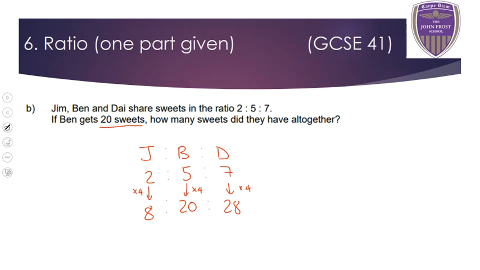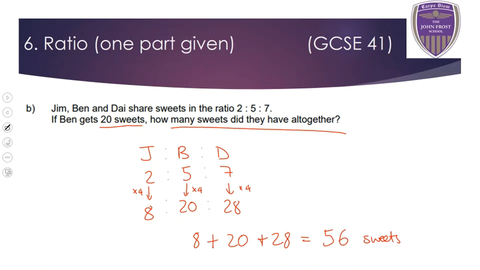And lots of people would probably stop there and read the question carefully because we've done all the hard work. Don't lose a mark now for not reading it properly. It says how many sweets do they have altogether. So we can see how many they've had each. So altogether, it's just adding those values together. And so 8 plus 20 plus 28. Use the column method if you need to. All right, should be 56 sweets. 20 plus 20, 8 plus 8. Job done. Moving on.